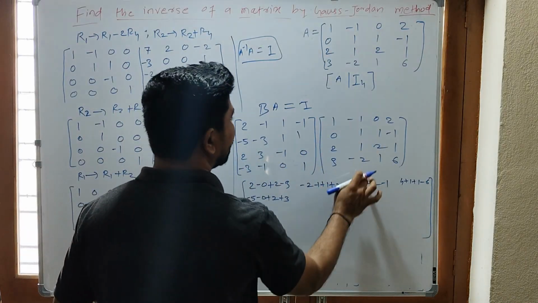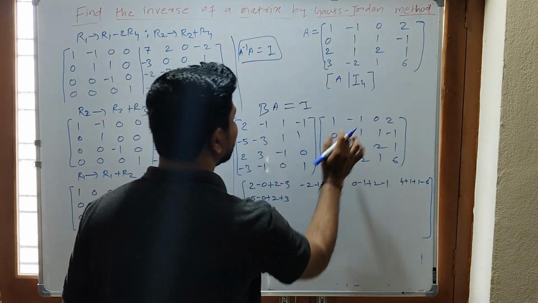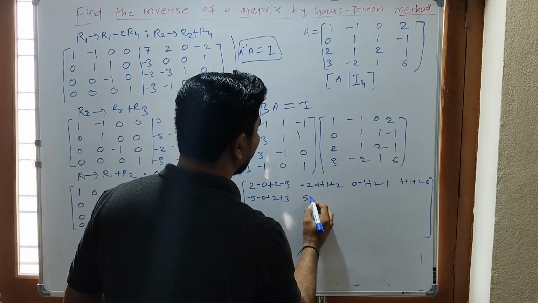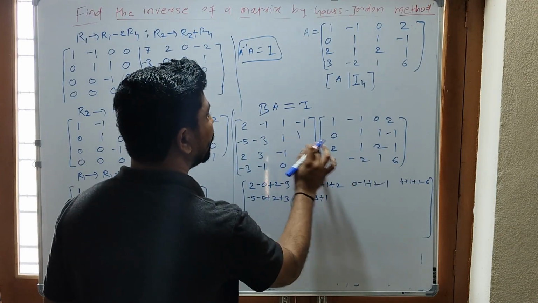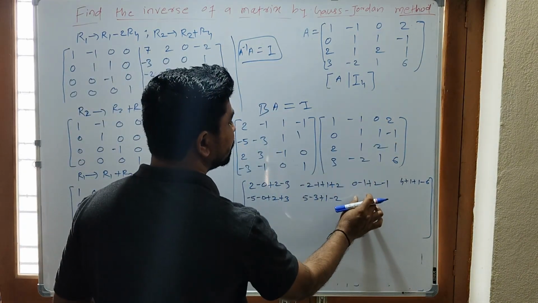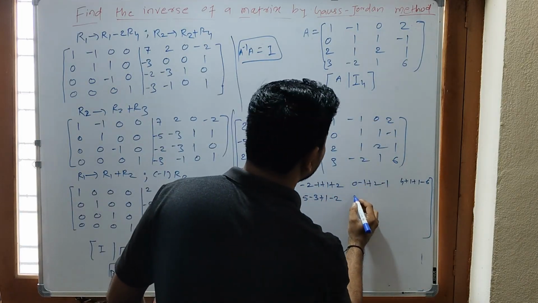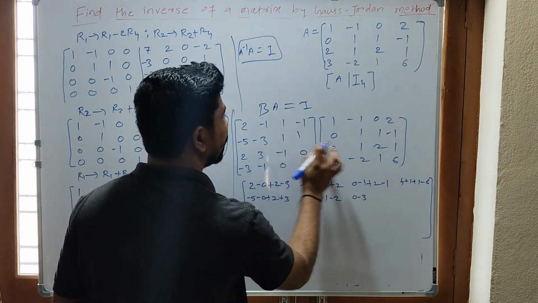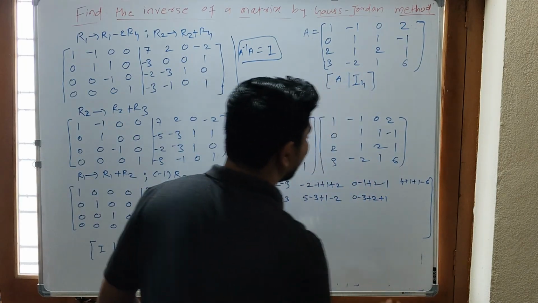Now the second row, second column is the A22 entry. So this is minus 5 minus 1, simply 5, minus 3 into 1, minus 3, 1 plus 1, 1 into minus 2, here minus 2. Now the second row, third column is the A23 entry. Here minus 5 into 0, simply 0, minus 3 into 1, here minus 3, this 1 into 2 plus 2, this 1 into this plus 1, simply 1.